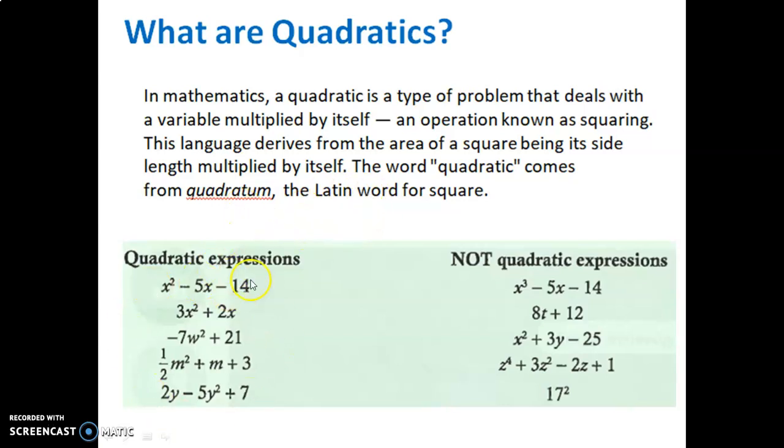So these are quadratic expressions. Quadratics in algebra are expressions or equations that have a highest power of 2 or a square. So here we see x squared. Here we see x squared again. Here's w squared, m squared, y squared. These are all quadratics. The highest power is a square. These are not quadratics. Take a look and see why.